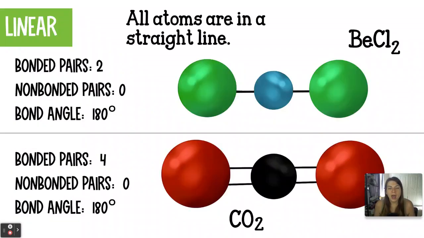The first shape that we have is linear. It's the most simple of all of the shapes. First up, we have beryllium chloride, which is BeCl2. Beryllium comes in with 2 valence electrons of its own, and then it's going to share 1 with each chlorine to get a total of 4 valence electrons. This may not be a shape that your teacher is interested in you learning, simply because beryllium is what we would call an octet violator. Beryllium is not interested in having a full valence of 8 electrons, simply because beryllium is too small for that.